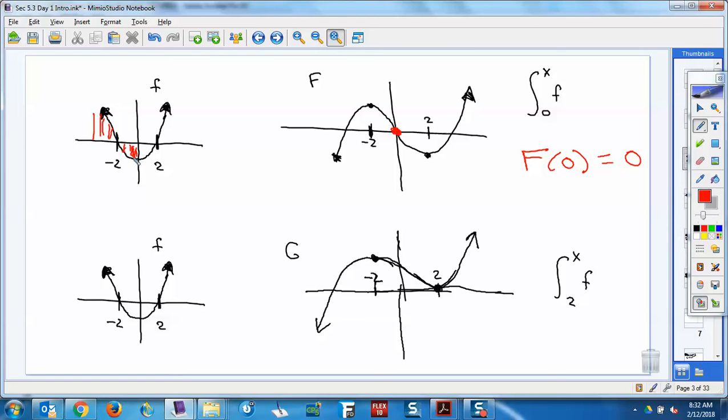No. So now as I slide this way, I'm picking up area, right? And what kind of area is this now that I'm going the right direction? Positive. So as I come this way, now I'm picking up positive area. Does that make sense? So the area graph's going up.